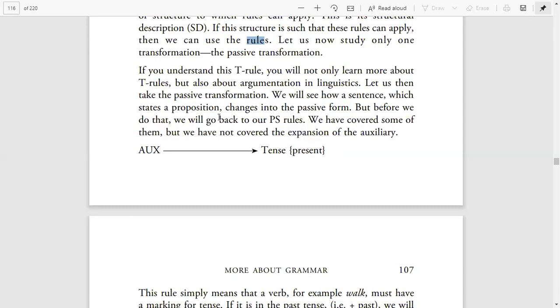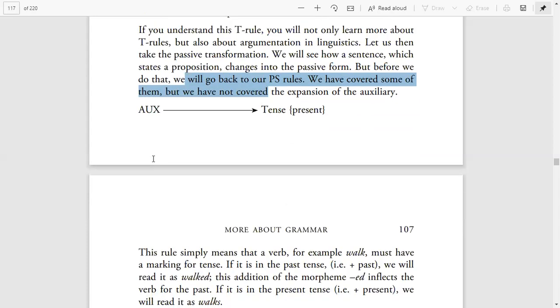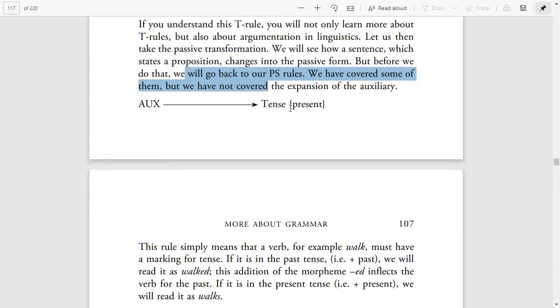Yes, we will discuss an example here, and we will see how this proposition changes into passive form. But before we do that, we will go back to our PS rules, our phrase structure rules. We have covered some of them, but we have not covered the expansion of the auxiliary. Yes, we have discovered a lot of PS rules in the previous lectures, but we didn't see the expansion of auxiliary, right? So auxiliary is related to tense, and tense is normally in present.